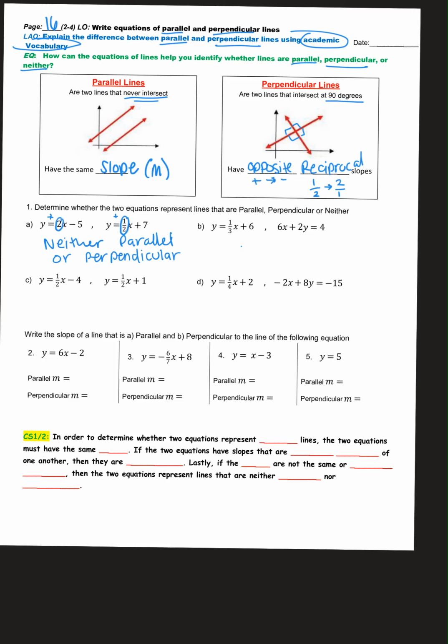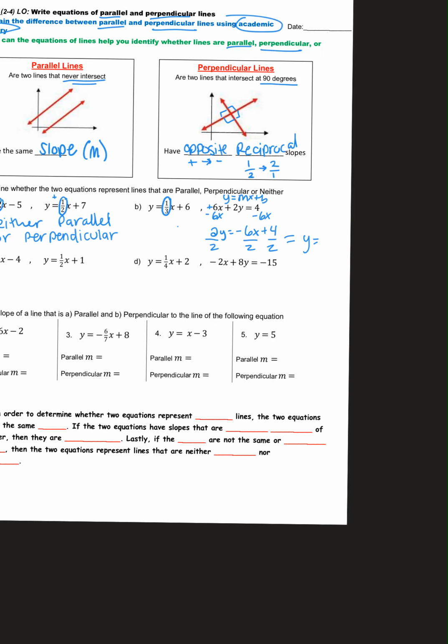Okay, so now let's look at B. I know that my m is 1/3 here, but I don't know what my slope is over here, so I actually have to convert into y equals mx plus b. So I'm going to move the 6x, and since this is a positive 6x, I'm going to subtract 6x on either side. So I get 2y equals negative 6x plus 4. And now I'm going to divide by 2, and when I divide by 2, I divide everything by 2. So this gives me y equals negative 6 divided by 2 is negative 3x plus 2.